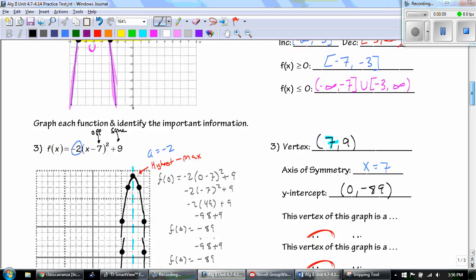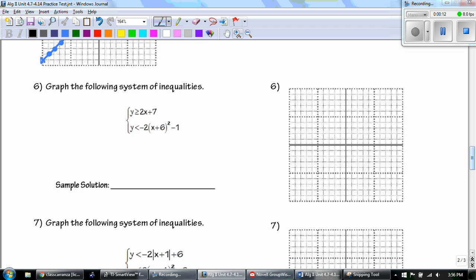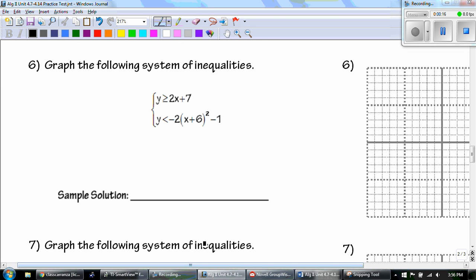4.14 practice test. All right, so due to technical difficulties, we left off at number 6. So we're going to go ahead and get started here. Graph the following system of inequalities.